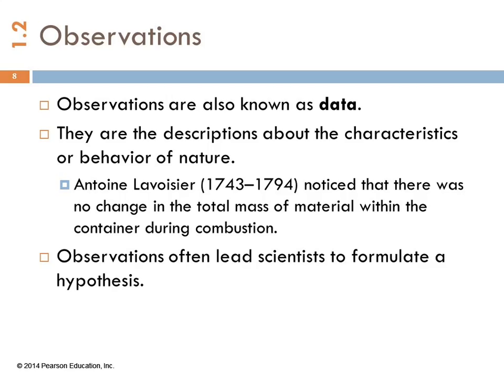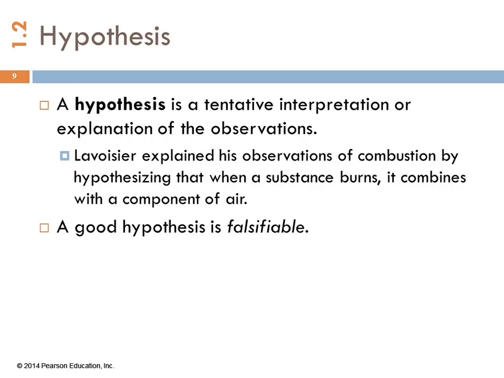We make an observation and that leads to a hypothesis. Hypothesis is a tentative interpretation or an explanation of the observations. This happened. Why do you think that happened? So he explained this by saying that when a substance burns, it combines with a component of air. He actually called it phlogiston, and he was dead wrong. But he had this cool observation, and then he made a hypothesis.